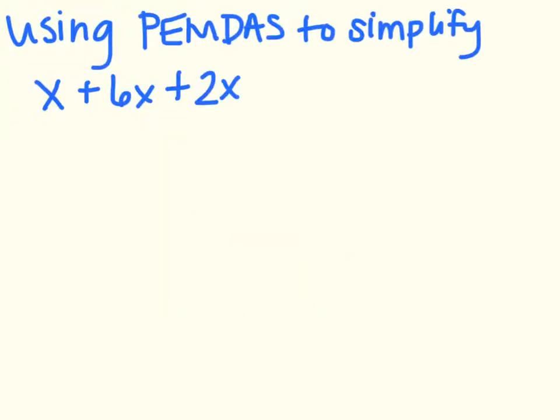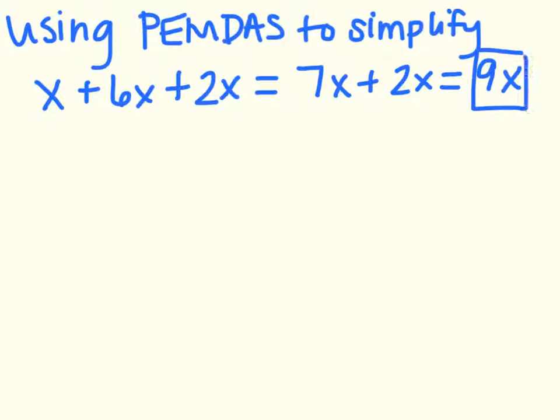Okay, let's use PEMDAS to simplify algebraic expressions. We'll begin with one that's pretty straightforward. x plus 6x plus 2x. Since our operations are all the same here, we're adding for everything. All we need to do is work from left to right. So 1x plus 6x is 7x plus 2x. And now 7x plus 2x equals 9x. So the simplified expression is 9x.